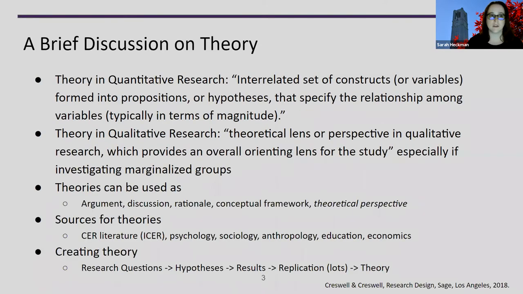Let's start first with a brief discussion on theory. When we talk about quantitative research, our theory is the interrelated set of constructs or variables formed into propositions or hypotheses that specify the relationship among variables, typically in terms of magnitude. When we talk about qualitative research, theory is the theoretical lens or perspective that provides us an overall orienting lens for the study, especially when we investigate marginalized groups.